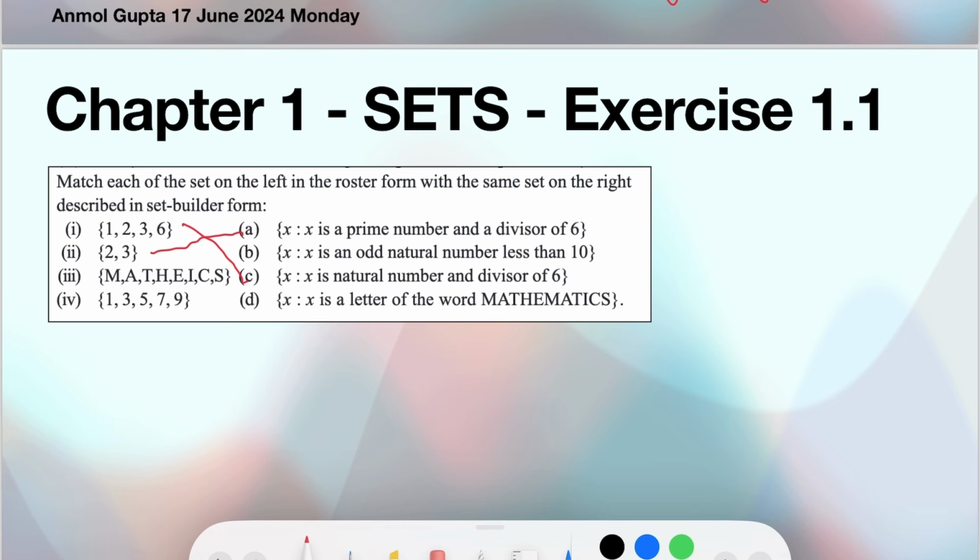Third is MATHEMATICS. If we see option D, x is a letter of the word mathematics, then it is simply obviously visible that third option has D as correct. The fourth option is 1, 3, 5, 7, 9. Now only option left is option B, but we will see why. X such that x is an odd natural number less than 10. So 1, 3, 5, 7, 9 are odd, they are natural numbers and they are less than 10. So fourth option has B option correct.